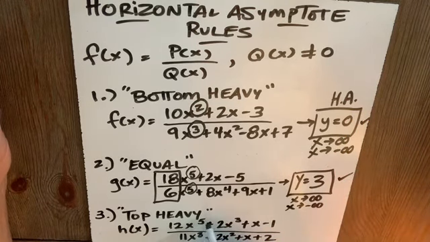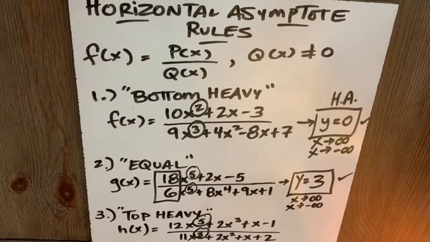Lastly, top heavy. Now look at this. 5 and 3. I'm not looking at 12 and 11, the lead coefficients. I'm looking at the degree. I know that we have none, or not applicable. We don't have a horizontal asymptote. So we say that the graph will increase or decrease without bound as x heads towards plus or minus infinity.